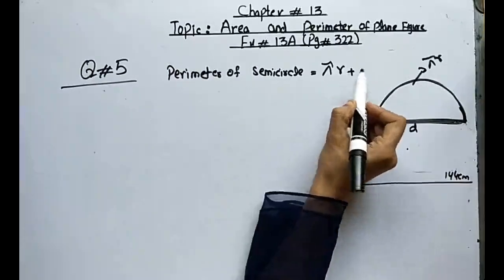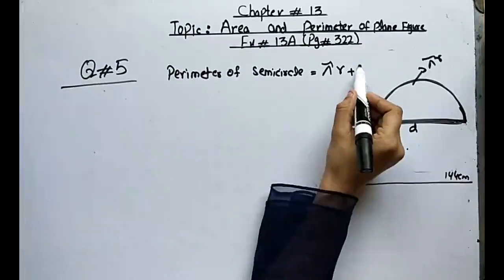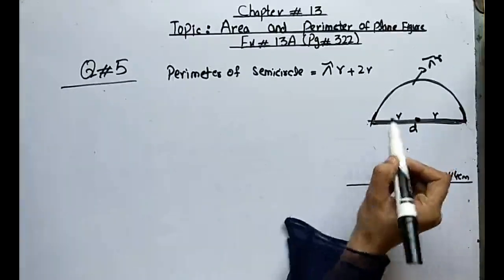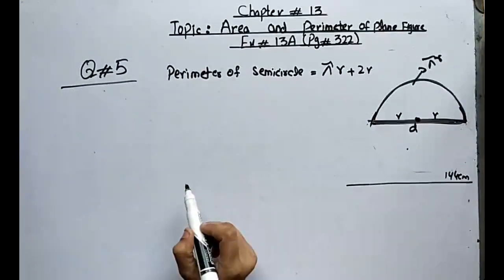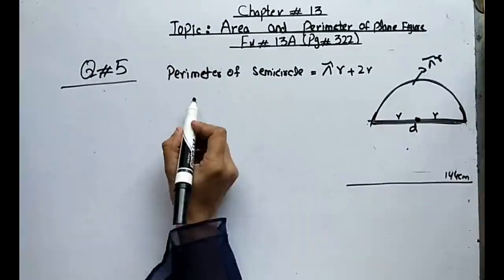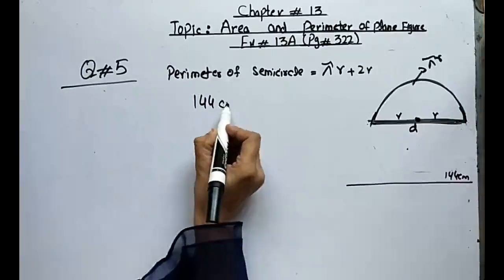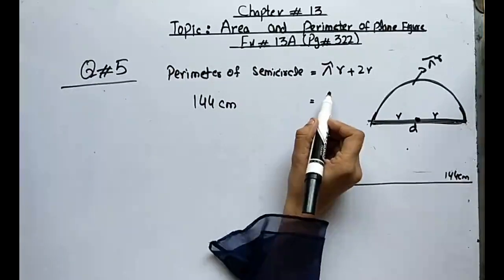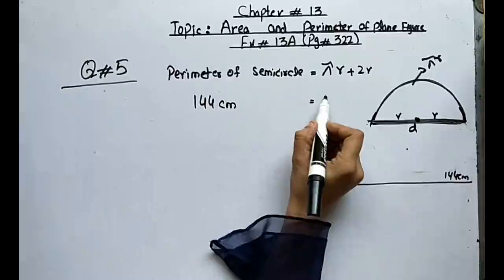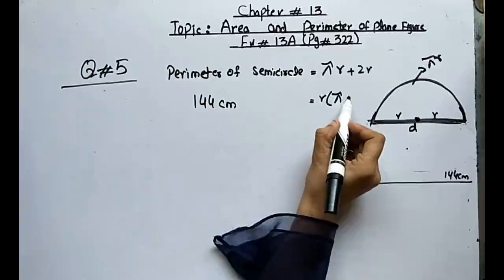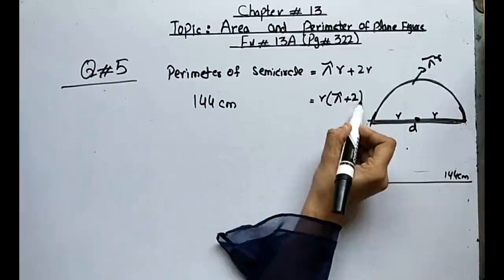And diameter is equal to 2 radius. Diameter is the sum of 2 radius. So the perimeter of the semicircle is given as 144 centimeter. First we will find the value of r, then we can find the diameter. So pi r, take out the common r here. Inside the bracket, pi plus 2 will be left.